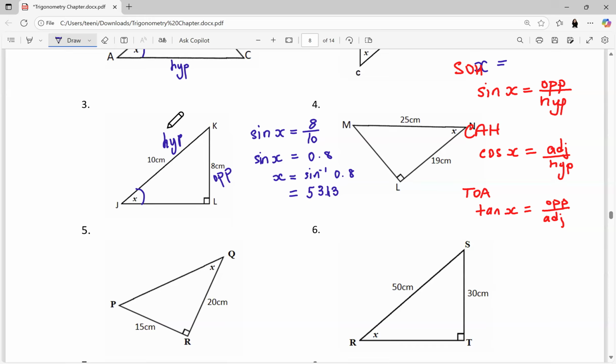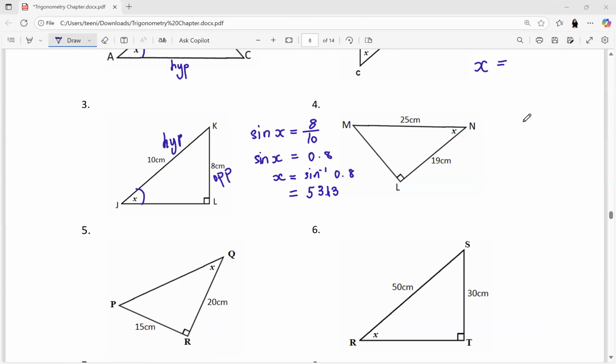Zane, let's do question 4. All right. So let's label the sides. Which side is your hypotenuse? MN. MN is the hypotenuse. And then this side, LN, what side is that? LN is the adjacent side. Excellent. Which ratio uses adjacent and hypotenuse? Cosine. That's right, cosine.